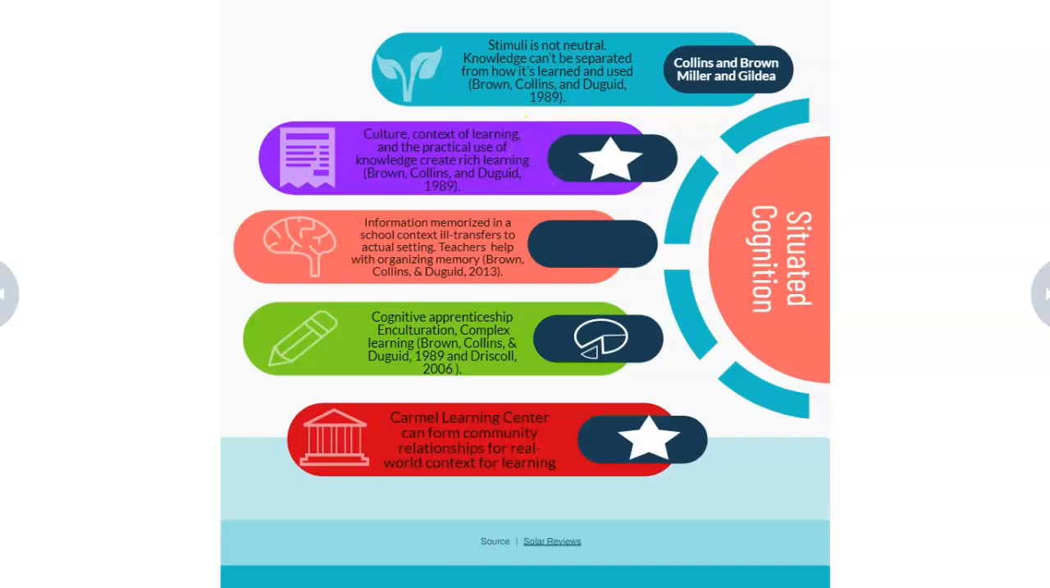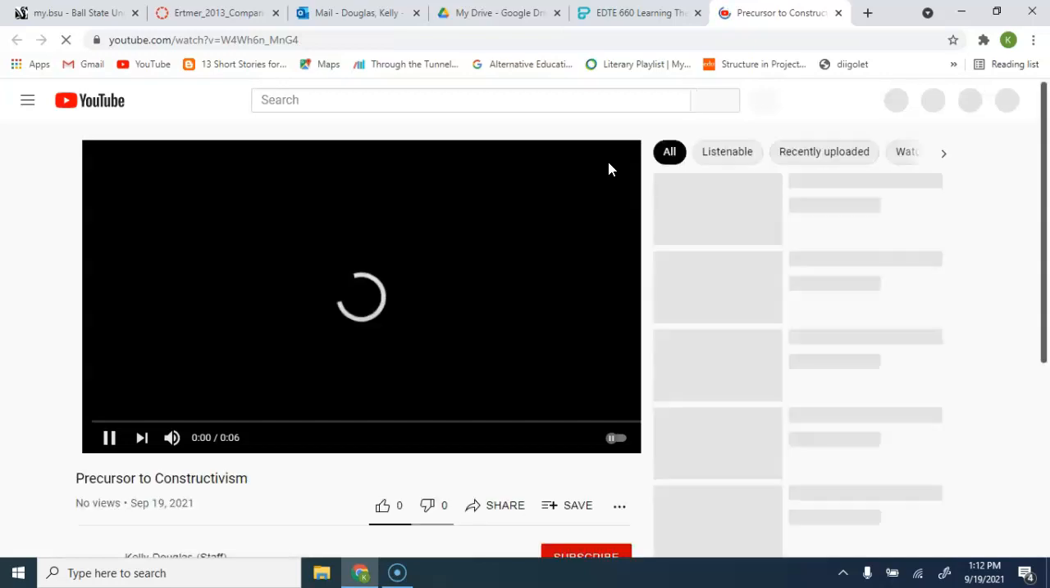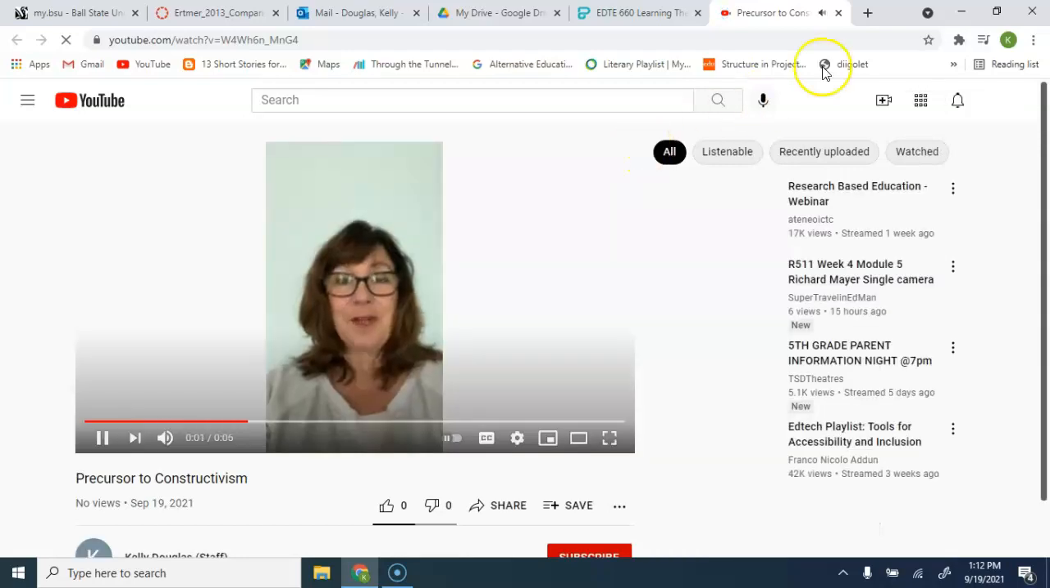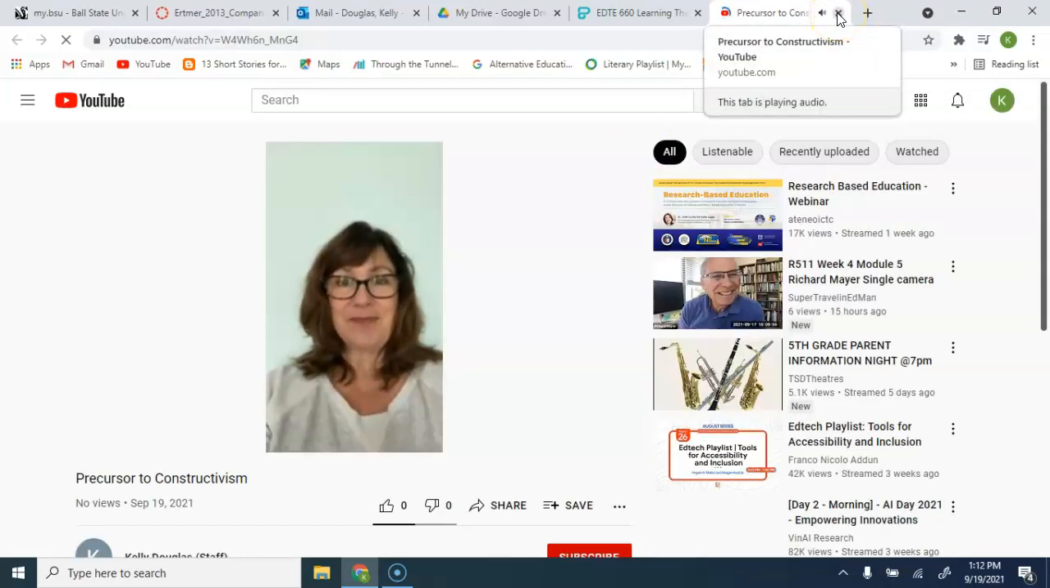When we ask which factors influence learning, we find that culture, the context of the learning, and the practical use of the knowledge create rich learning. And once again, there's a similarity. Precursor to Constructivism.